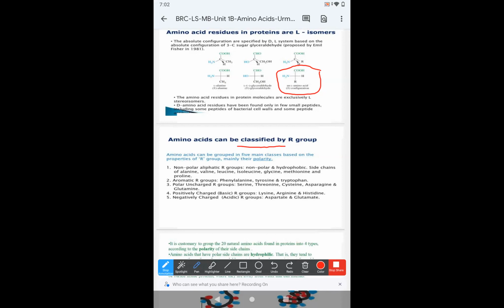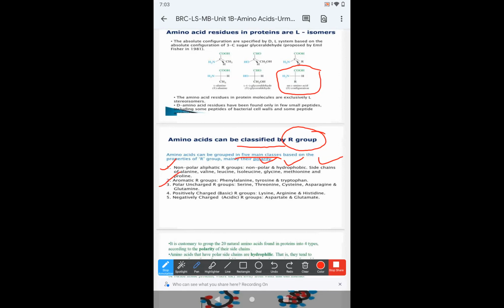Then next we discuss the classification of amino acids. Amino acids can be classified by their R groups, based on the properties of the R group, mainly the polarity of the R group. Amino acids can be grouped into five main classes. The first class is non-polar aliphatic R groups, meaning non-polar hydrophobic amino acids. Examples are the side chains of alanine, valine, leucine, isoleucine, glycine, methionine and proline. These are hydrophobic in nature.